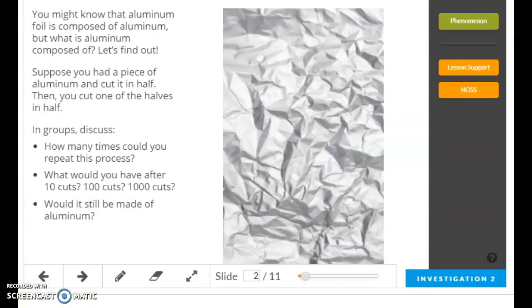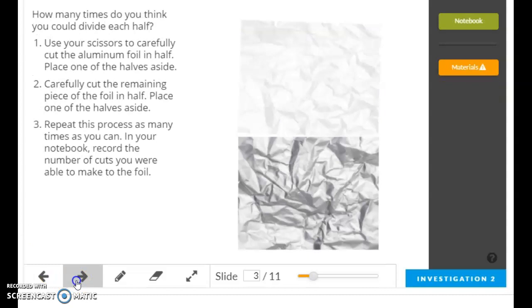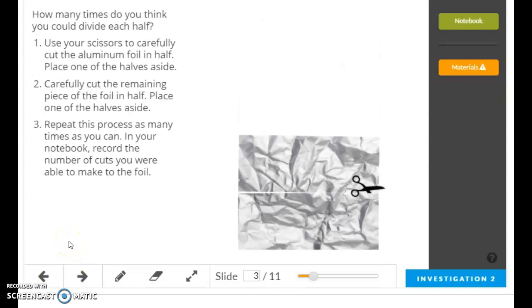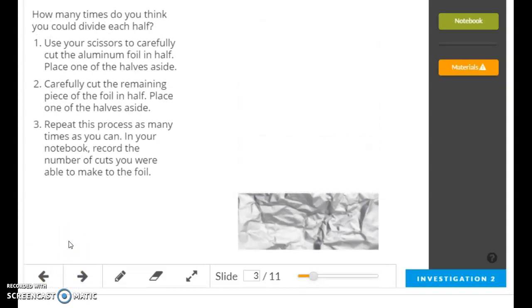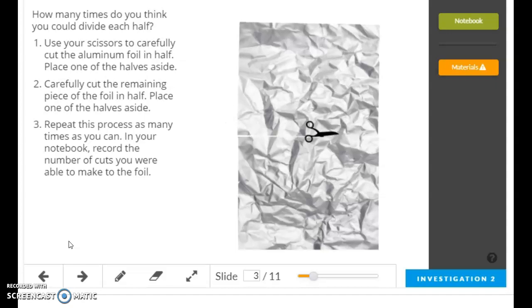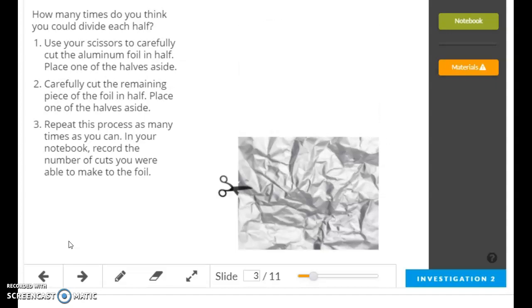Okay, so you might know that aluminum foil is composed of aluminum, but what is aluminum composed of? Well, let's find out. Suppose that you have a piece of aluminum and cut it in half. This is why you went to go grab that piece of aluminum. And then you cut the halves in half again. Okay? How many times do you think you could divide each half? Could we just keep doing this forever? Let's try it out right now.